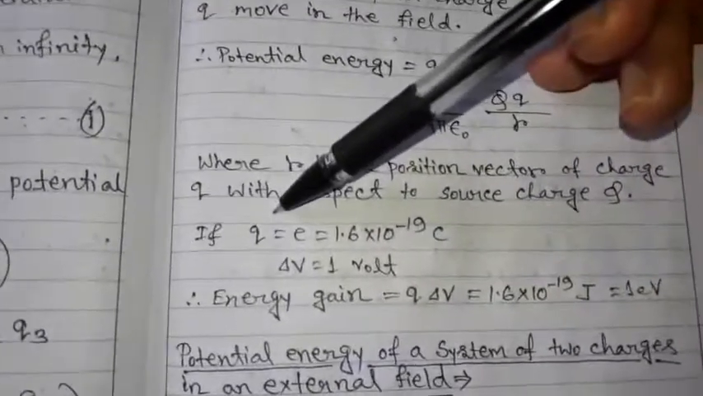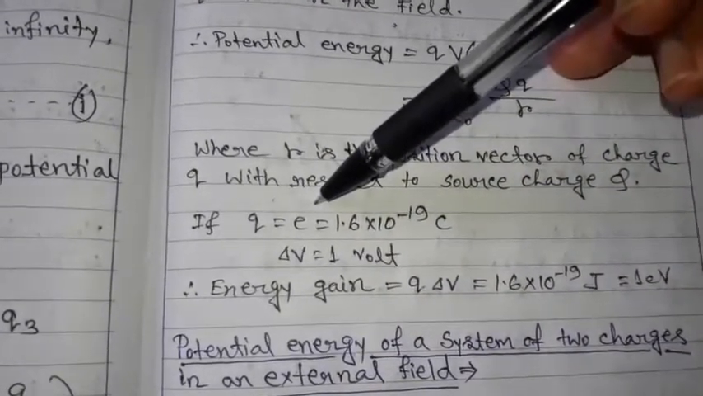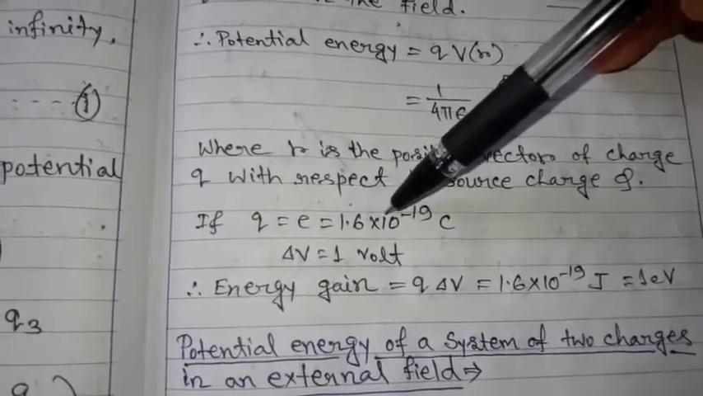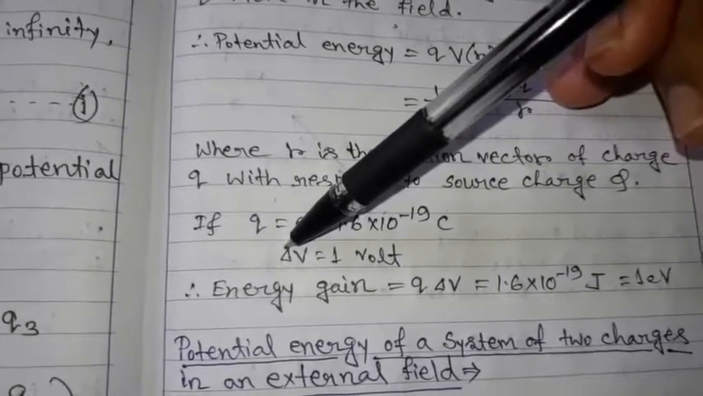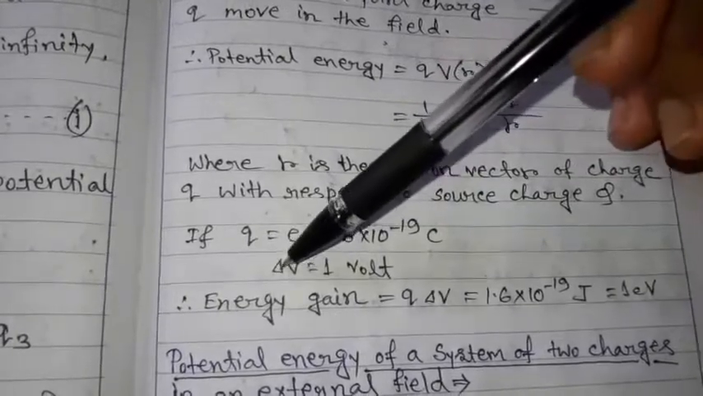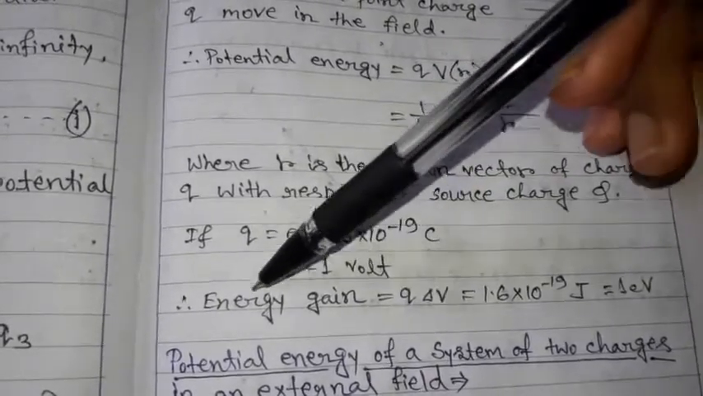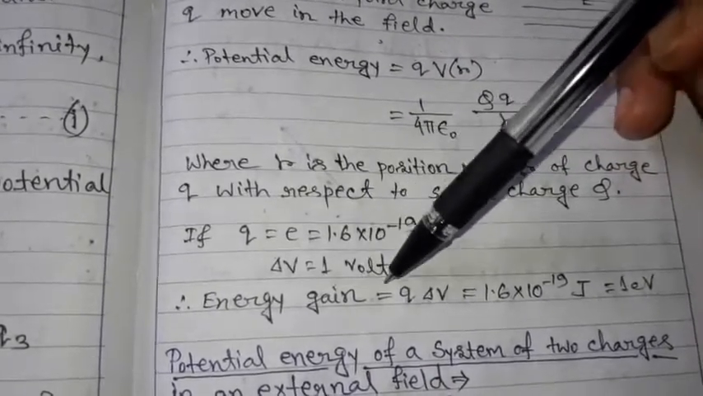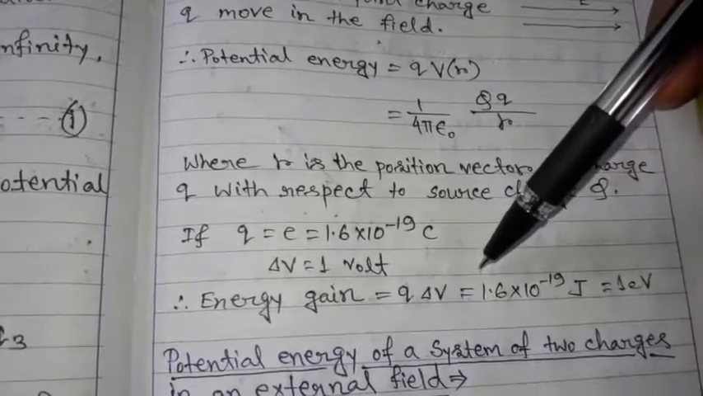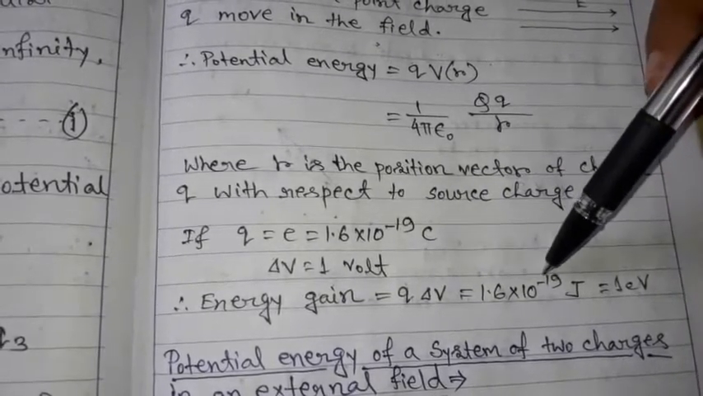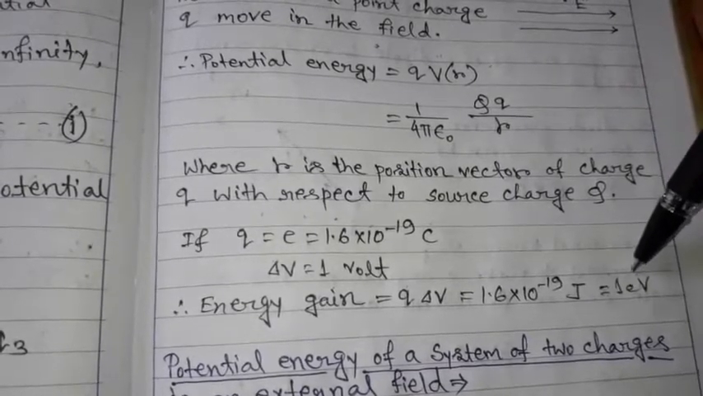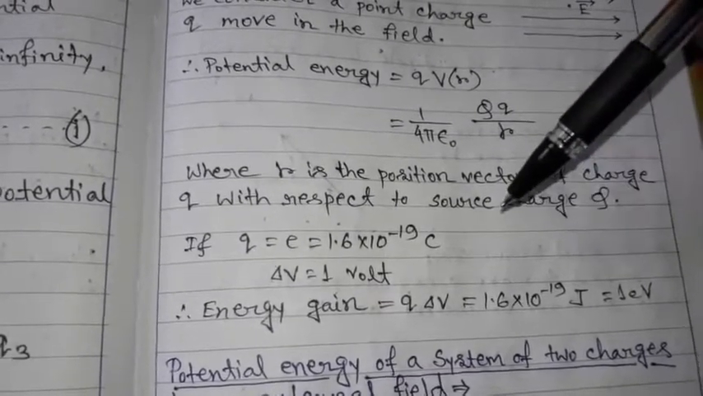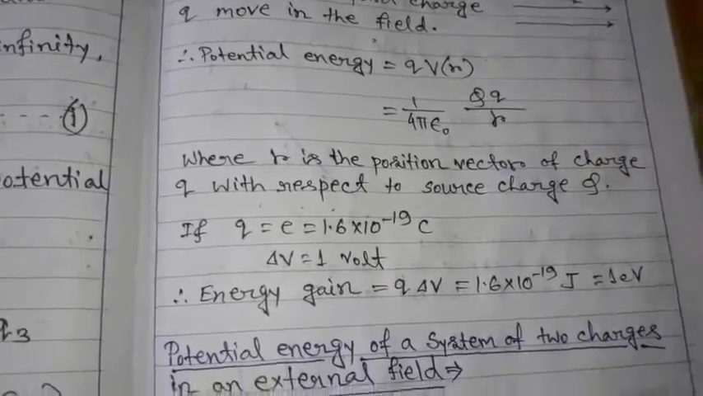If the moving point charge is an electron having charge 1.6 into 10 to the power minus 19 coulomb and the potential difference due to the electric field E is 1 volt, then the energy gained equals Q into del V equal to 1.6 into 10 to the power minus 19 joule. This is called 1 electron volt. This is a useful unit for the energy of a moving charge.